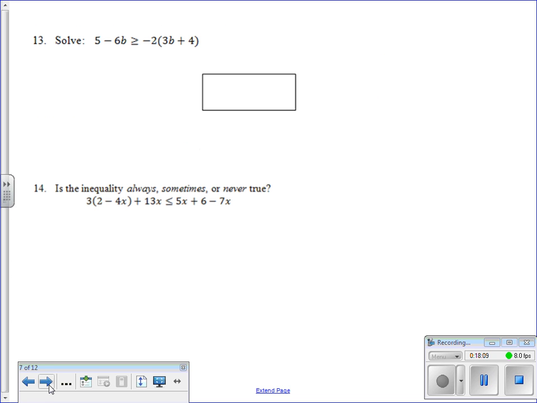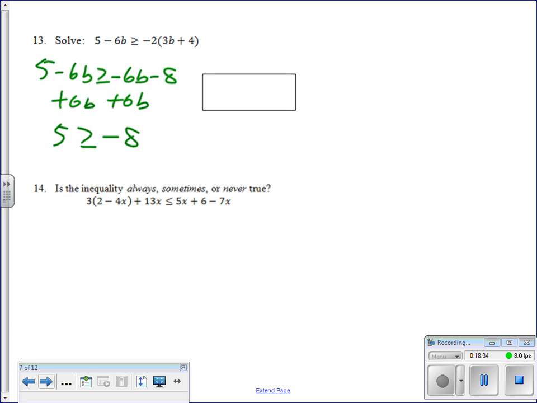Solve. Does it say graph? No, it just says solve. First step, distribute. 5 minus 6b is greater than or equal to negative 6b minus 8. Add 6b to both sides. 5 is greater than negative 8. Oh, crap. Did I make a mistake somewhere? No. Oh, do I have any variables? No. Is that my answer?